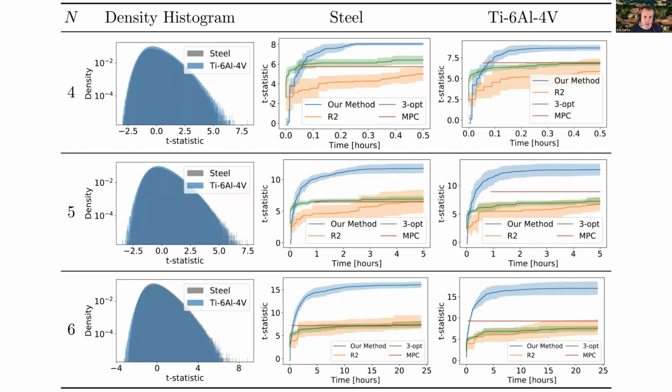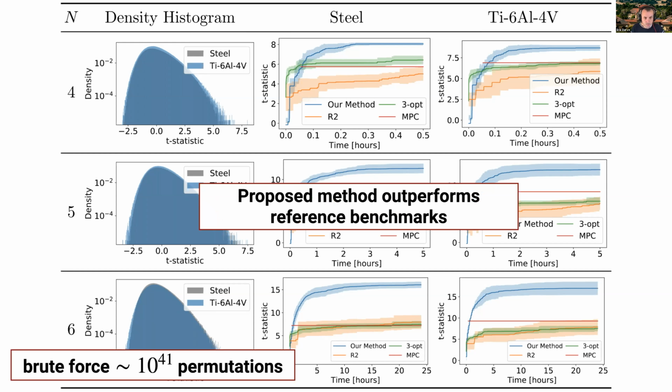And the t-statistic here is the score, the value of the objective function, but you subtract the mean and you divide by the standard deviation. Essentially, this measures how many standard deviations away from the mean you are, and you can see that we can go as high as 15 standard deviations away from the mean with our method. So in all these cases, we definitely outperform the reference benchmarks by quite a bit.